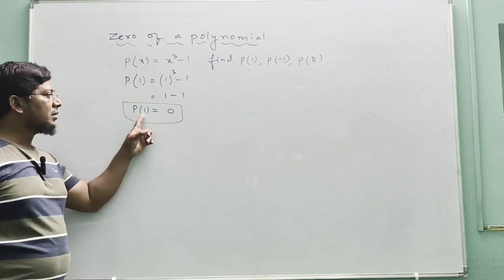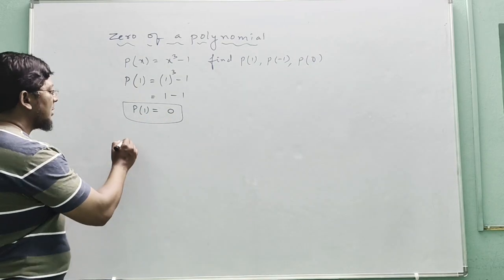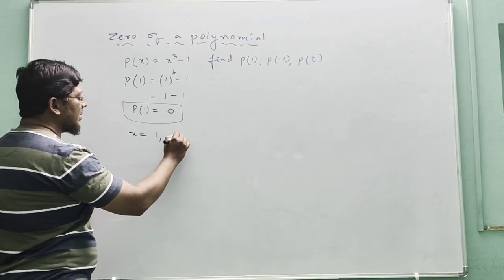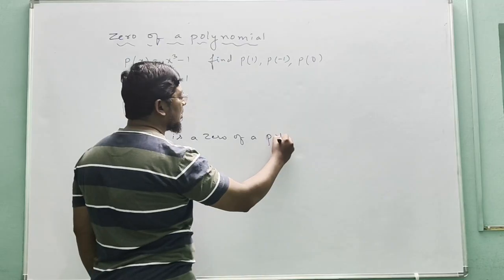So the number which gives the answer 0 is known as a zero of a polynomial. We can say that x is equal to 1 is a zero of the polynomial.